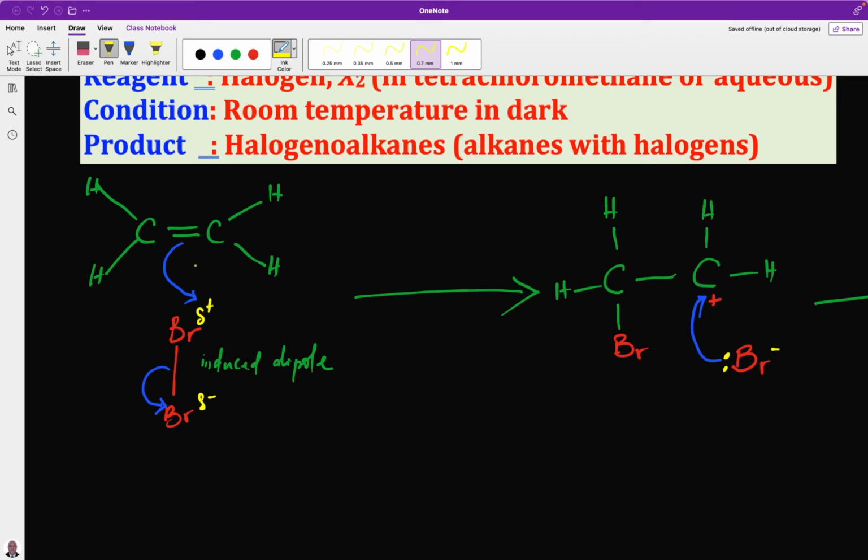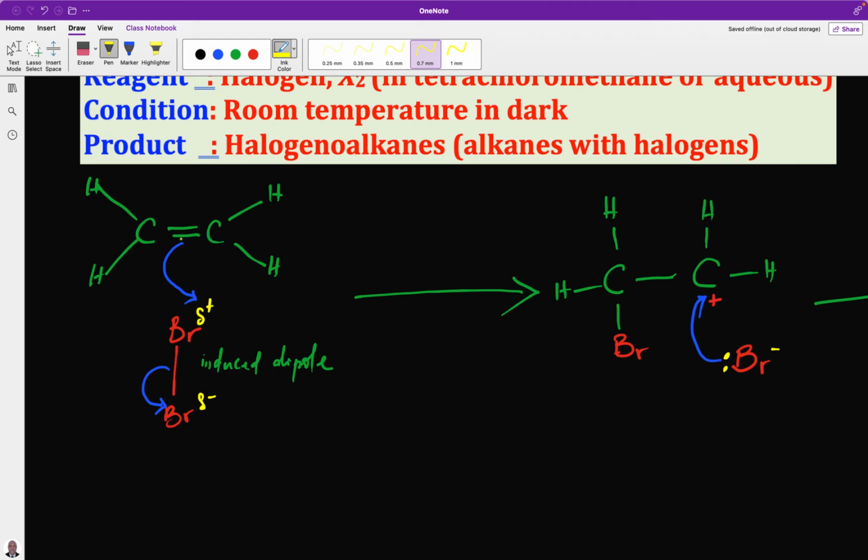Electrons are negatively charged. So what happens? They will induce a dipole. The near end of the bromine will acquire a partial negative, since electrons are negative, and the first end of this bromine will acquire a partial positive. When it acquires a partial positive charge, the other end of bromine will acquire a partial negative charge. So now, I represent them by using my curly arrows.